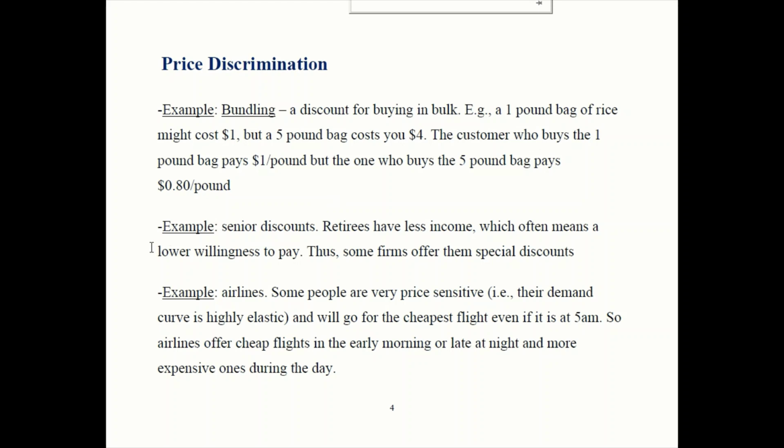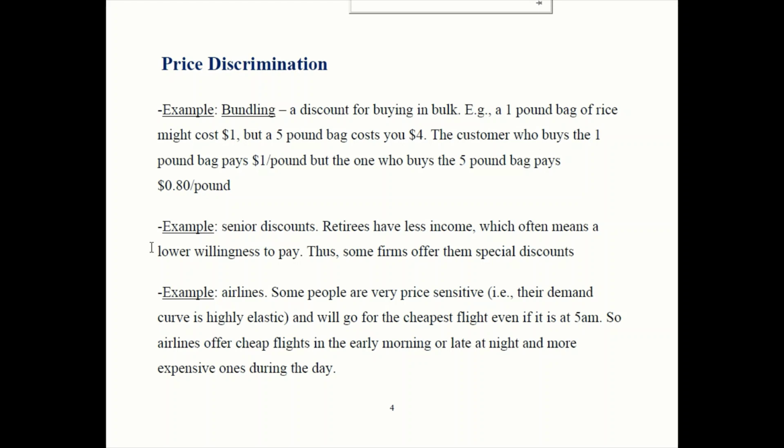There are also senior discounts. You might see it at a movie theater or something like that. So they know that retirees, when they've quit their job and they rely upon Social Security, don't have as much income as people who are young or middle-aged. As a result, they're probably not going to have the same ability to pay as most other people. Thus, in order to get them to go to the movie theater and stuff like that, the firms offer them a discount. And sometimes college students get discounts for a lot of stuff because they realize that you guys have a lower ability to pay than most other people do.